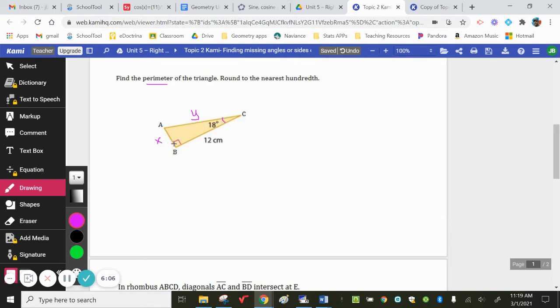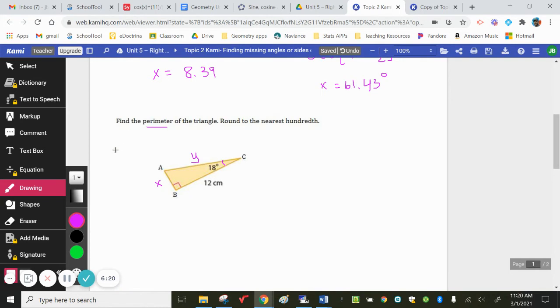Since there's a right angle at point B, I have a right triangle, and I have the measure of this angle along with one side length, so I can use trig to find the other two sides. Step one is to label the triangle with the opposite, adjacent, and hypotenuse sides. If 18 degrees is the angle I'm referring to, the side opposite is the side x, the side adjacent is 12, and the hypotenuse is the length y. So I want to find both the lengths x and y.